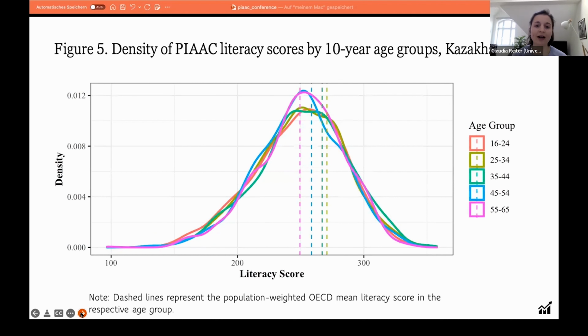You can see the same graph here for another country, for Kazakhstan. And what you can see, it's basically literacy score distribution is identical or more or less identical for all age groups. And this is very interesting because also Kazakhstan has had quite a significant educational expansion in the past. Not as much as South Korea, but still. But apparently the country didn't manage to translate its increase in educational attainment to a likewise rise in literacy skills.